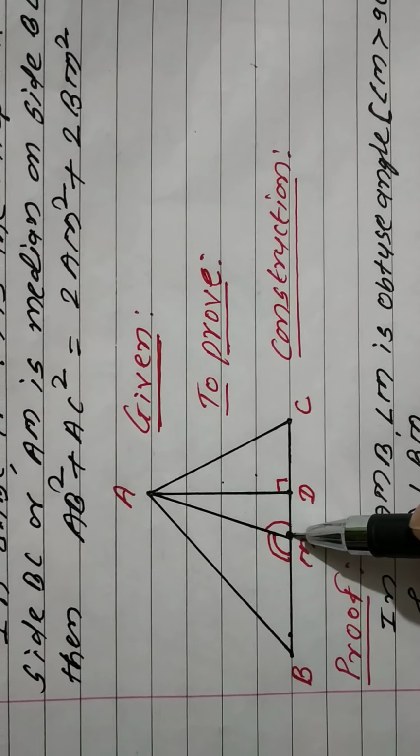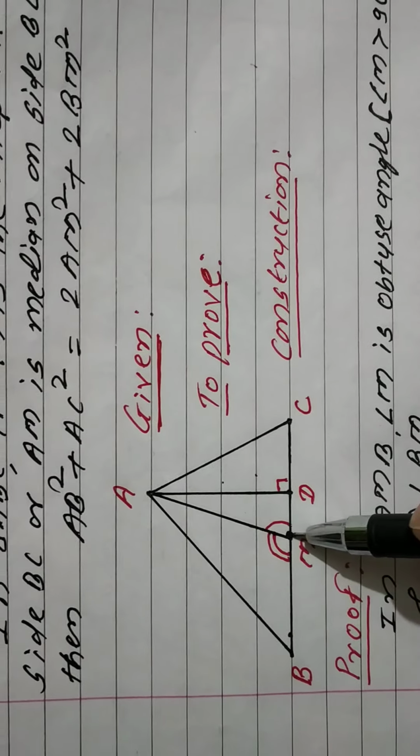To prove: AB square plus AC square is equal to 2AM square plus 2BM square. Construction: I draw AD perpendicular to side BC.